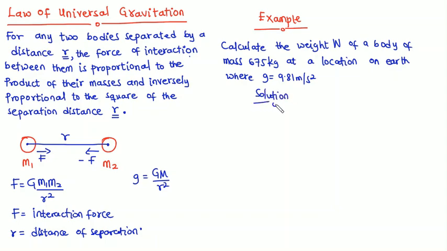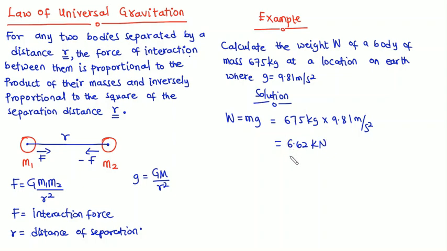We know that the force of interaction in this case will be equal to the weight force, and that will be equal to mass times the acceleration due to gravity. The value has been specified for us since we know that it can change in some cases. So the weight force will be equal to 675 kilogram multiplying 9.81 meters per second squared. If you do this calculation, you are going to get 6.62 kilonewton.